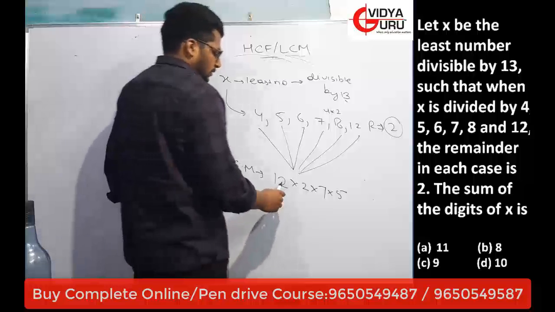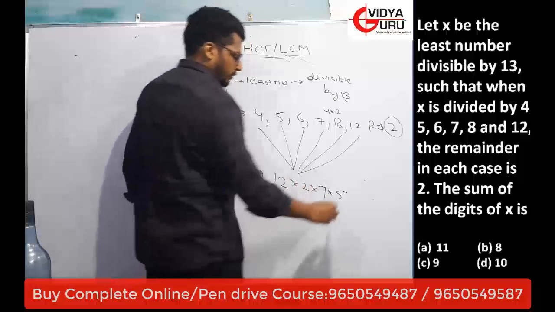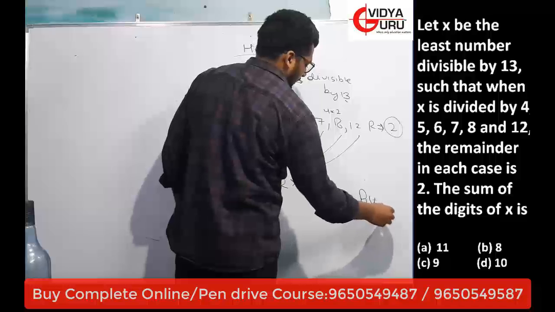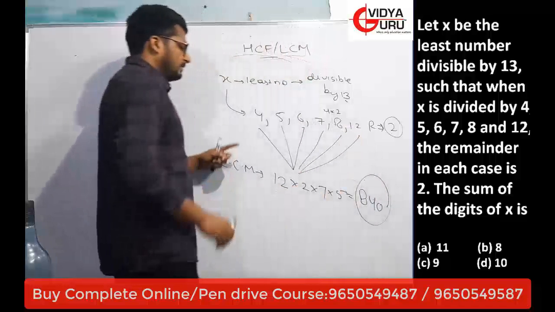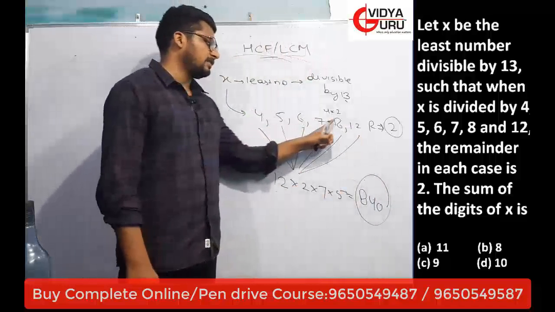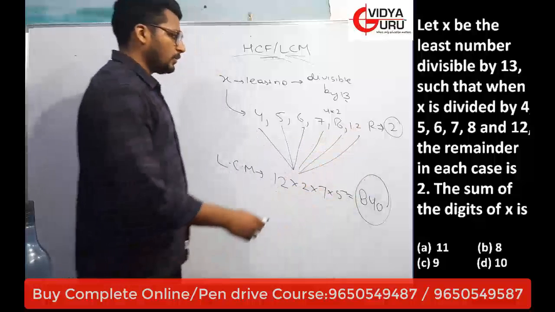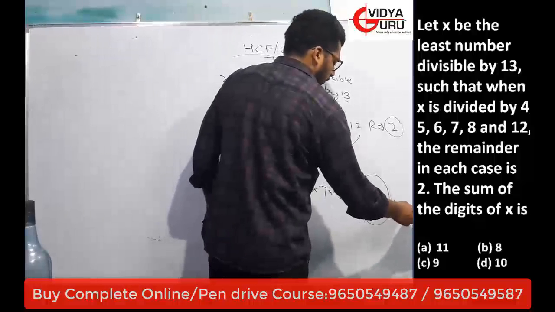What will it come to? 12 times 7 is 84, so it is 840. 840 is the minimum number which is divisible by 4, 5, 6, 7, 8 and 12. Now if I need to leave remainder 2, then I will add 2 to that.